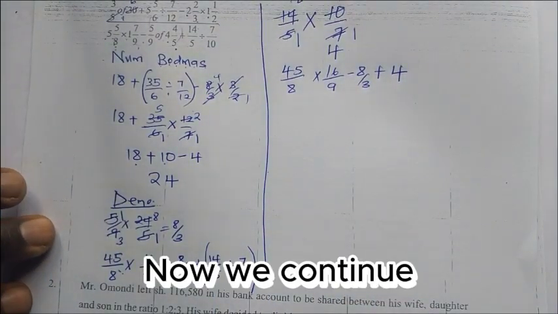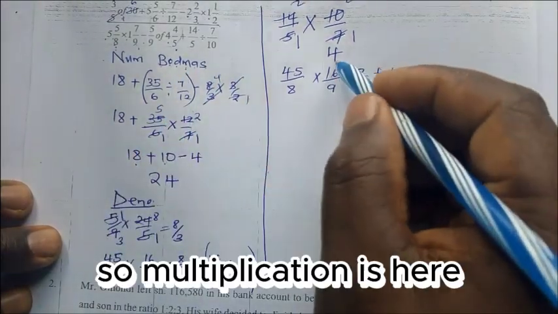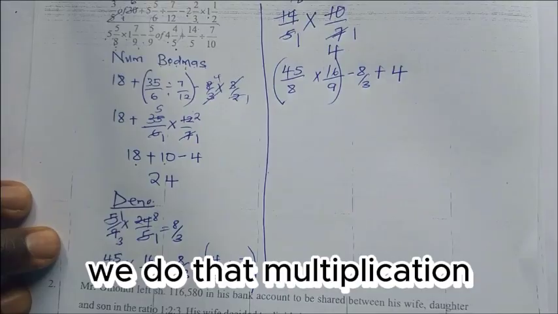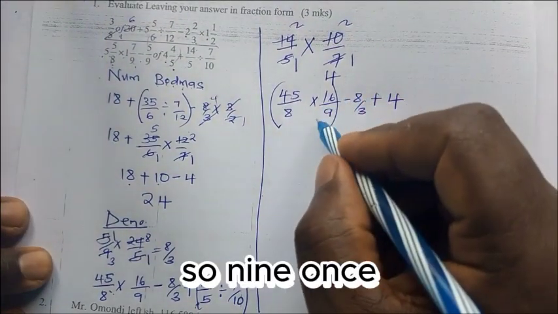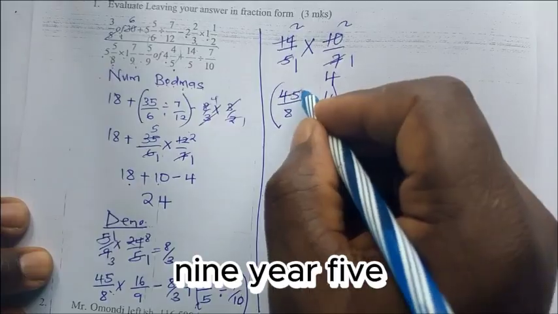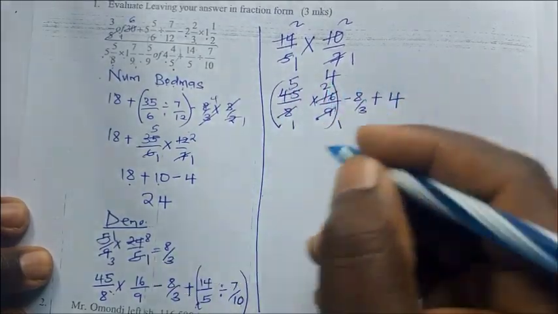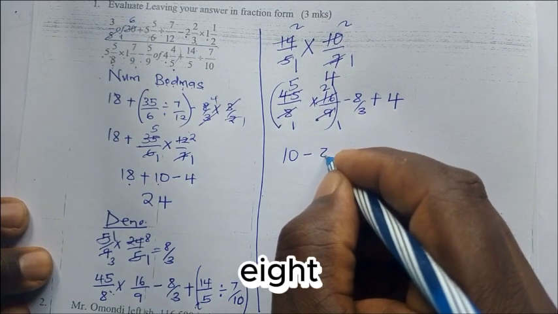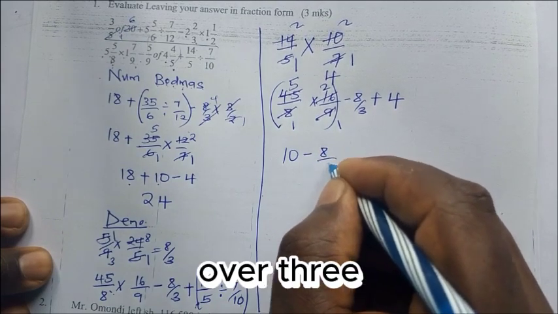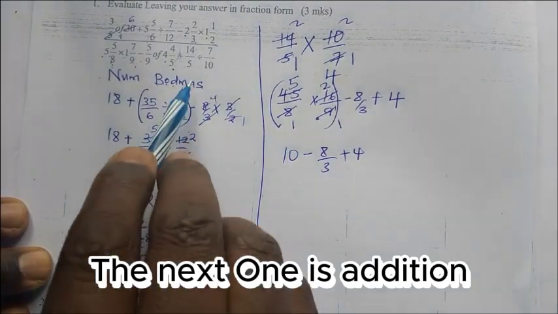4. Now we continue. After that, it is multiplication. So multiplication is here. We do that multiplication. So 9 once, 9 here 5. 8 once, 8 here twice. So this is 10 minus 8 over 3 plus 4. The next one is addition.